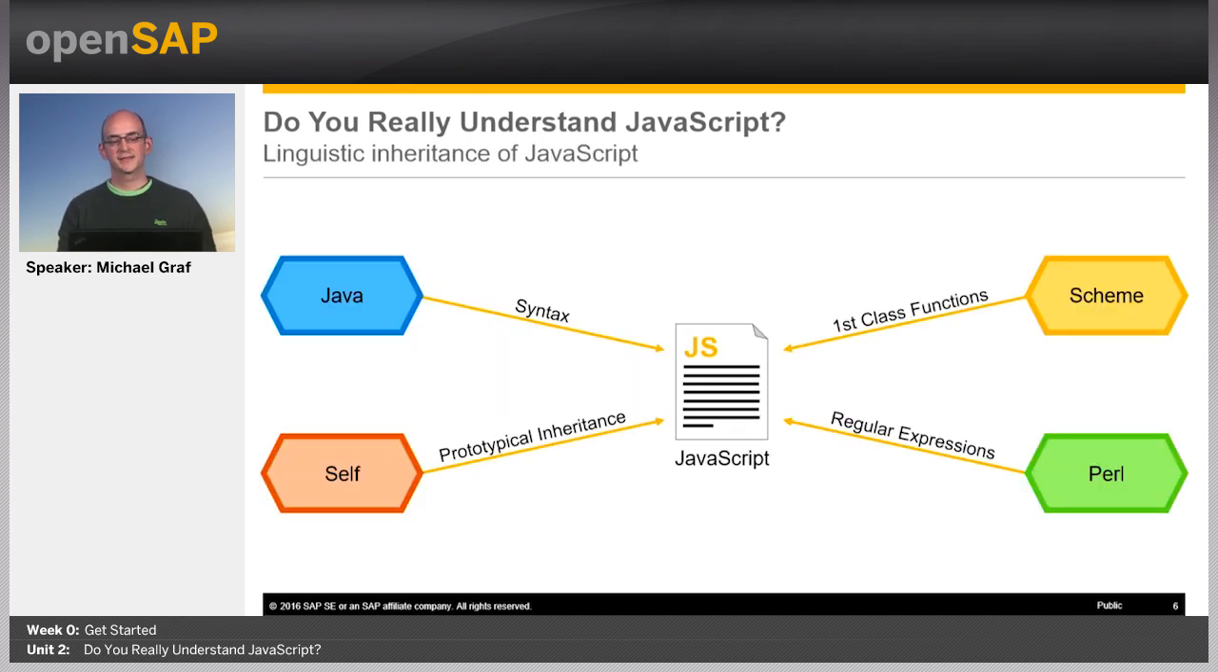And JavaScript has its linguistic inheritance in several languages. So it's kind of a mixture of different technologies. All that together, it forms a very dynamic, flexible, and powerful development tool.